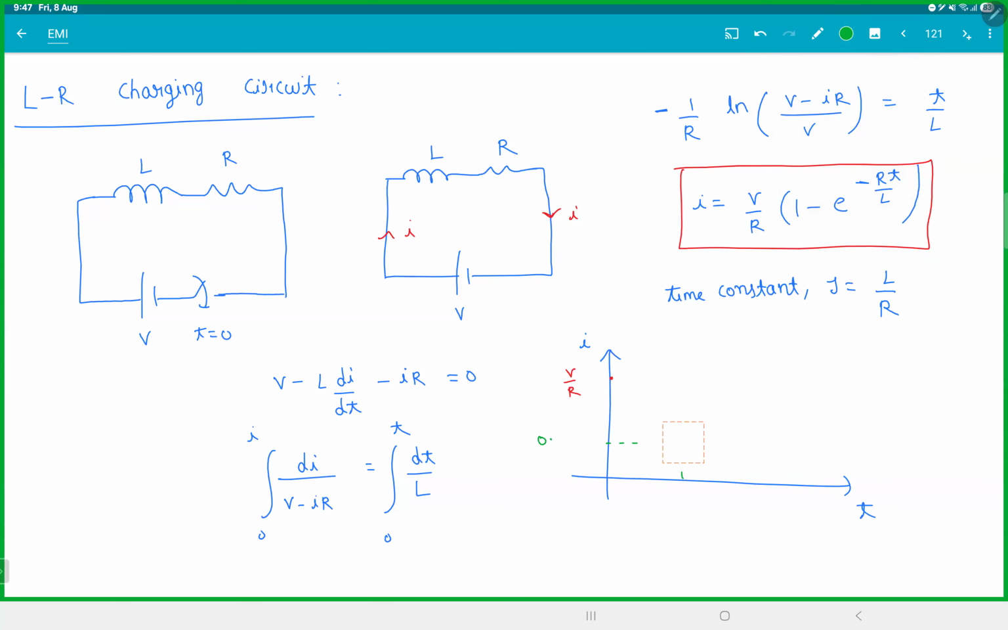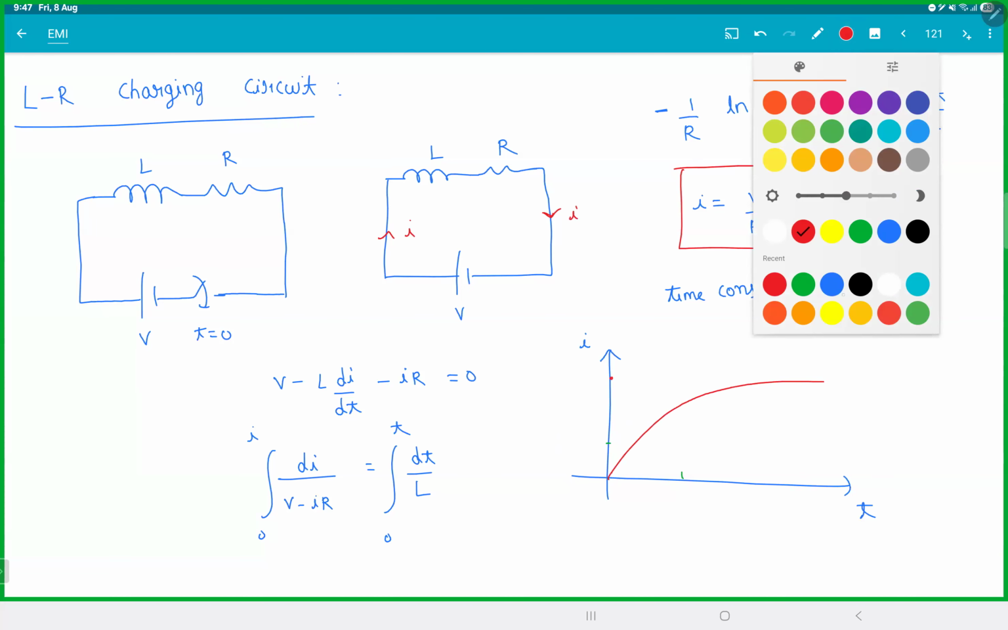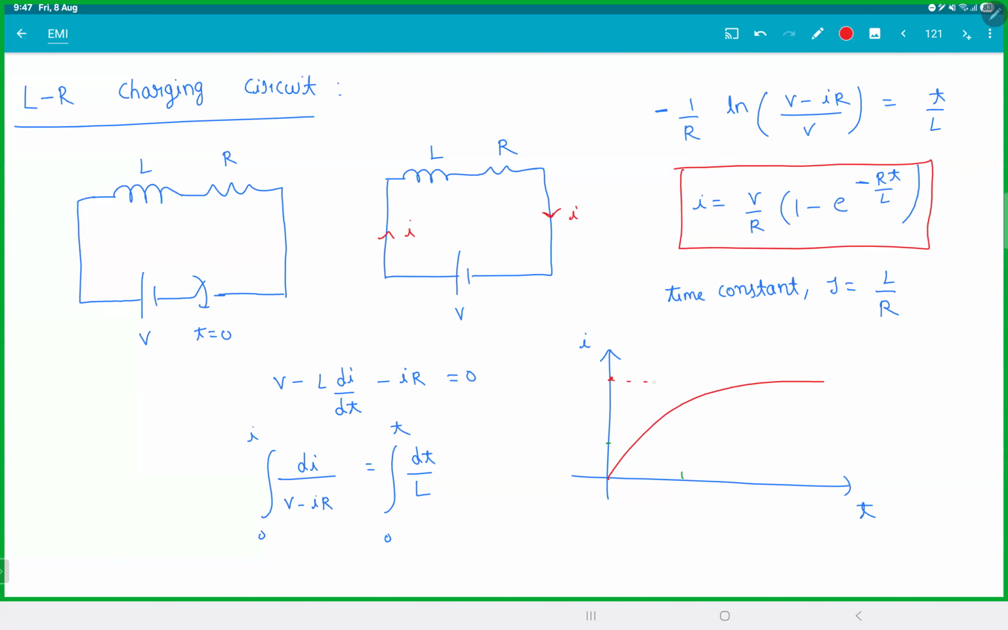Sorry, here current is increasing. So this is the time taken for the current to increase by 63%.